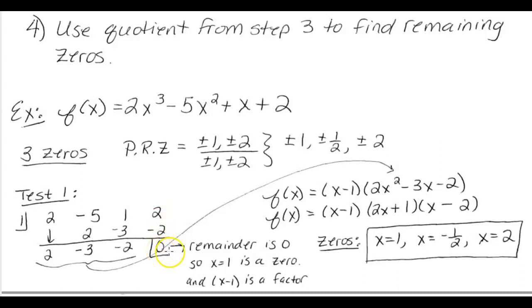So I got lucky here. I found one right away, right? I got a remainder of 0. So the remainder is 0, that means x equals 1 is a factor. I'm sorry, x equals 1 is a 0, so x minus 1 would be a factor.